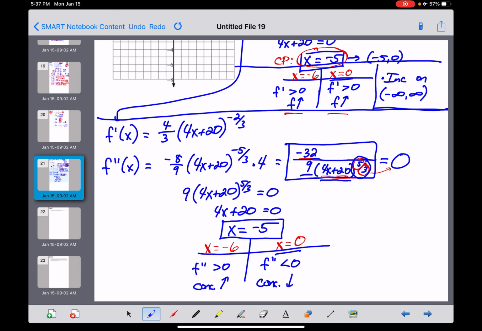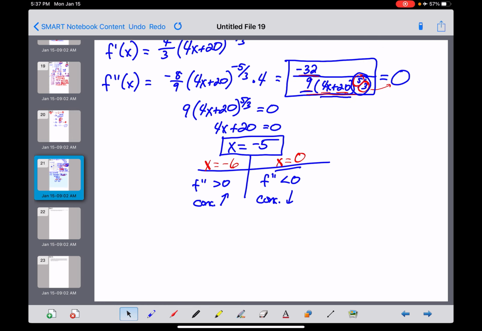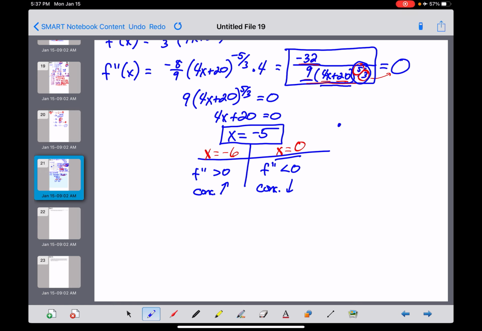So again, they asked us for intervals where it was concave up or concave down. So now I think, let me just write this over here, that this function here is concave up on the interval from negative infinity to negative 5. And then we can say that it is concave downward on the remaining interval from negative 5 to positive infinity.